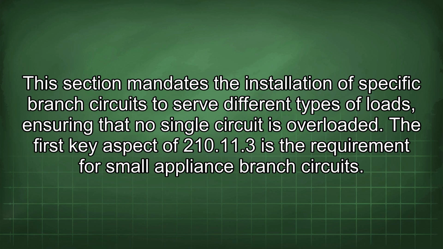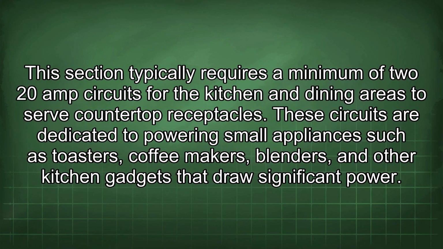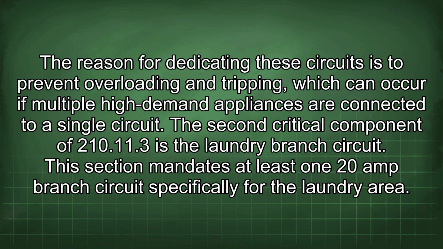The first key aspect of 210.11(3) is the requirement for small appliance branch circuits. This section typically requires a minimum of two 20-amp circuits for the kitchen and dining areas to serve countertop receptacles. These circuits are dedicated to powering small appliances such as toasters, coffee makers, blenders, and other kitchen gadgets that draw significant power. The reason for dedicating these circuits is to prevent overloading and tripping, which can occur if multiple high-demand appliances are connected to a single circuit.